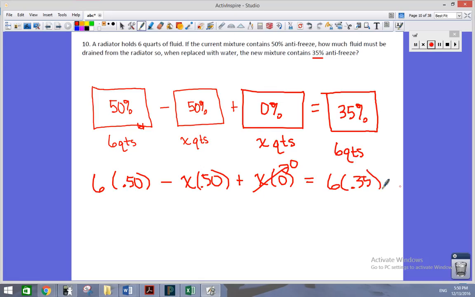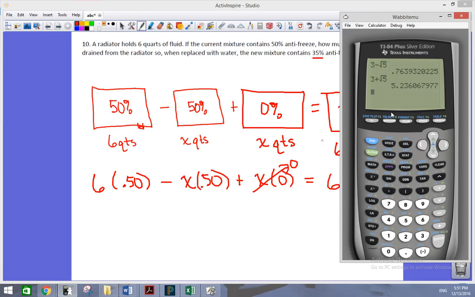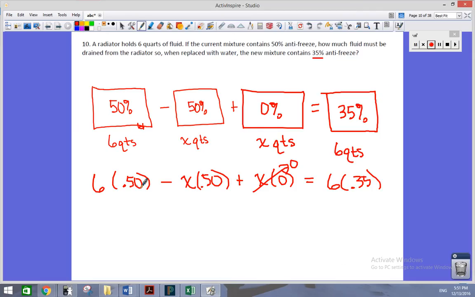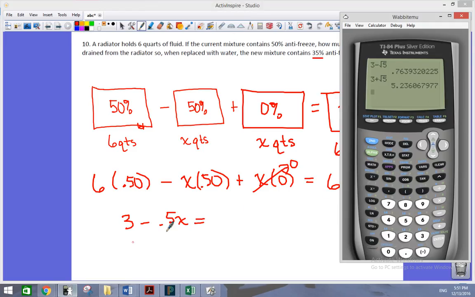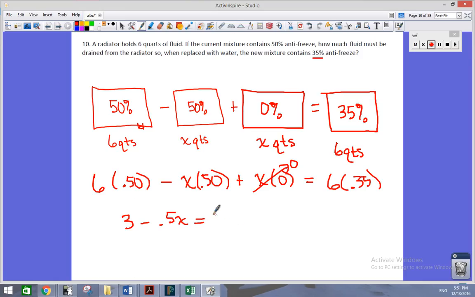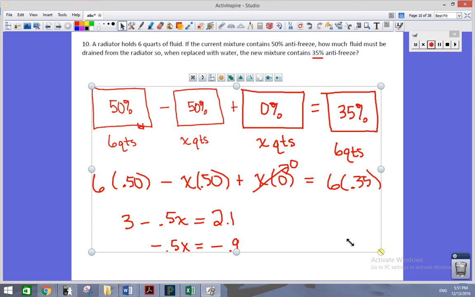So I have one equation and one unknown. I want to solve for this X. So I know what 6 times 0.5 is. 0.5 is half, and half of 6 is 3. Minus 0.5x is equal to, I don't know off the top of my head what 6 times 0.35 is. 2.1. Okay. So let's subtract 3 from each side. So we've got negative 0.5x. When I subtract 3, I'll have a negative 0.9, because 2.1 minus 3 is a negative 0.9.